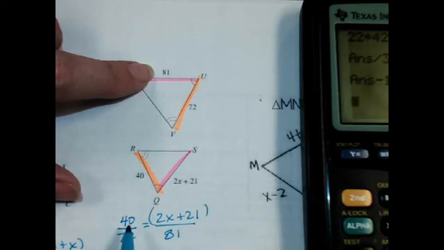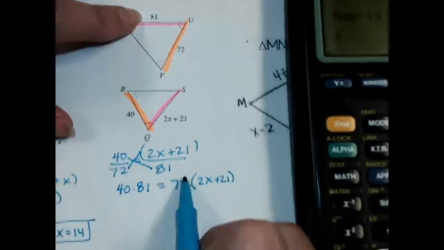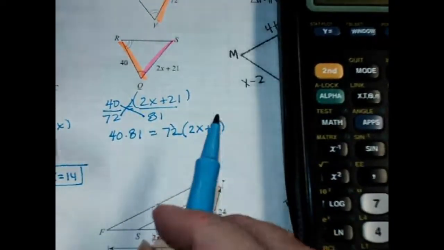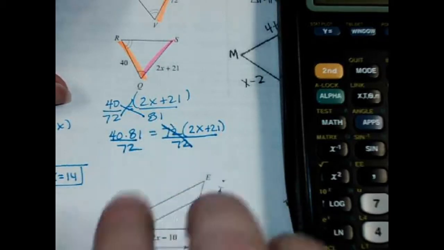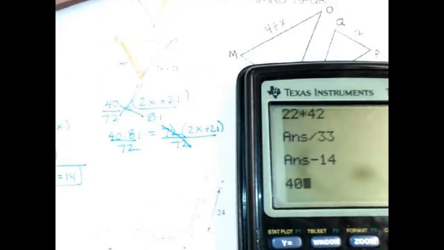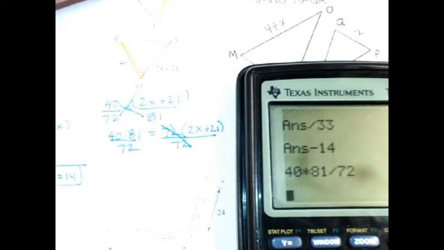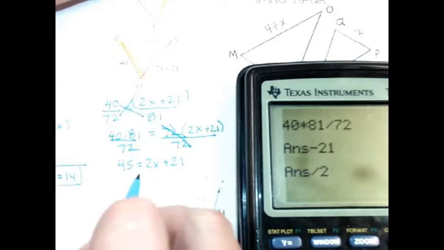Put this in parentheses, cross multiply. So I'm going to do 40 times 81 equals 72 times this part in parentheses. Now again, you can distribute the 72, but you're going to get a really big number when you do 72 times 21, so I don't suggest that way. I suggest just go ahead and divide by 72 here. 72 over 72 cancels, and then I can just put this in my calculator. 40 times 81 divided by 72, and I get 45. Equals 2x plus 21. What was left inside there? Minus 21 divided by 2, and I get x equals 12.